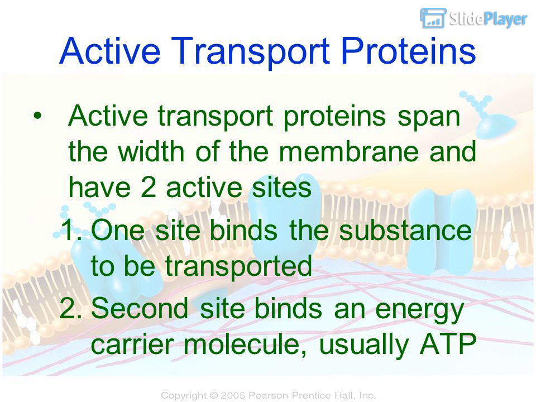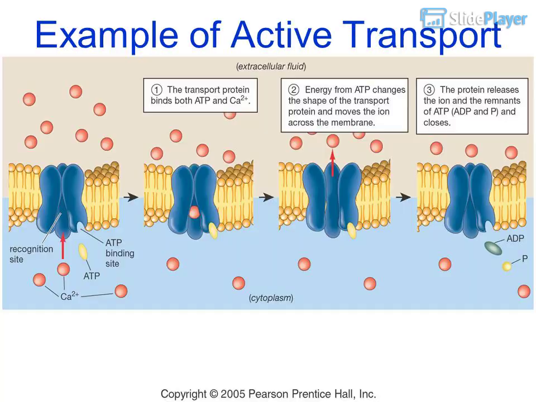Active transport proteins span the width of the membrane and have two active sites. One site binds the substance to be transported. The second site binds an energy carrier molecule, usually ATP. Example of active transport.